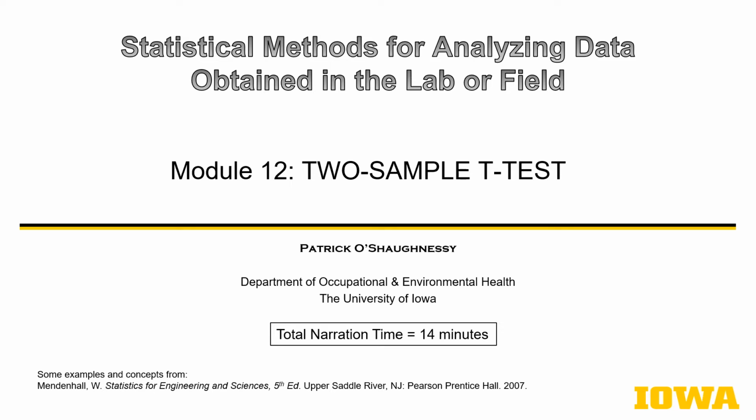Hello, this is Patrick O'Shaughnessy, and this is the 12th module in the series Statistical Methods for Analyzing Data Obtained in the Lab or Field. In this module, we will be discussing the two-sample t-test, how to conduct it, and how to analyze it. This is one of the most commonly used statistical tests for experimental data used in the scientific realm and the literature associated with it.